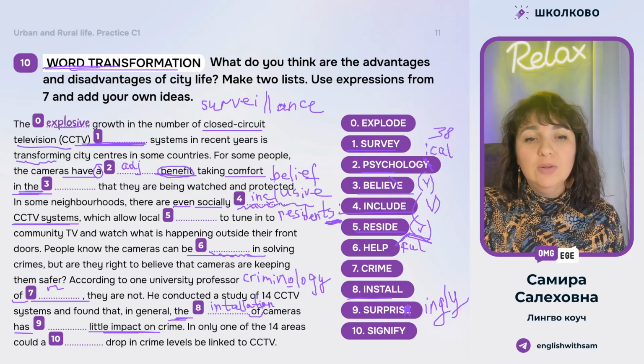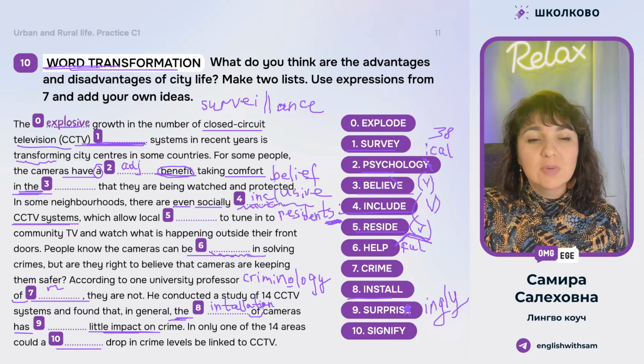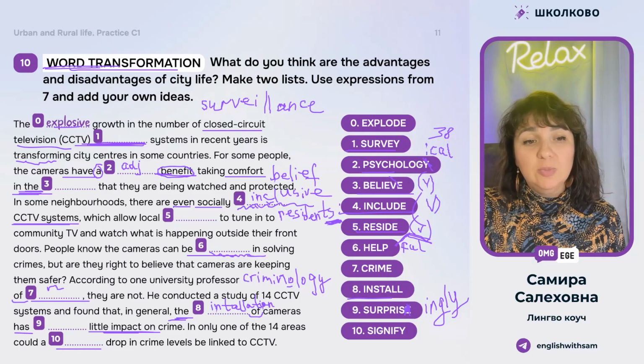In only one of the 14 areas could a drop in crime levels be linked to CCTV. Unfortunately. Okay, so a drop.